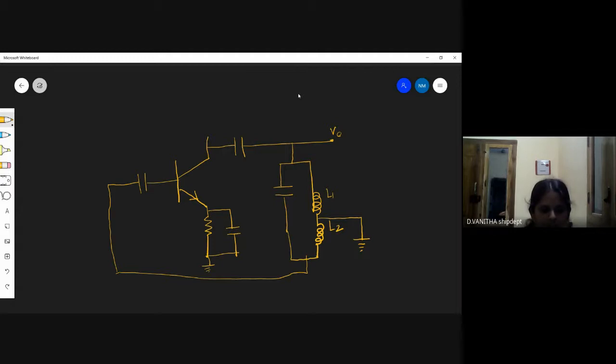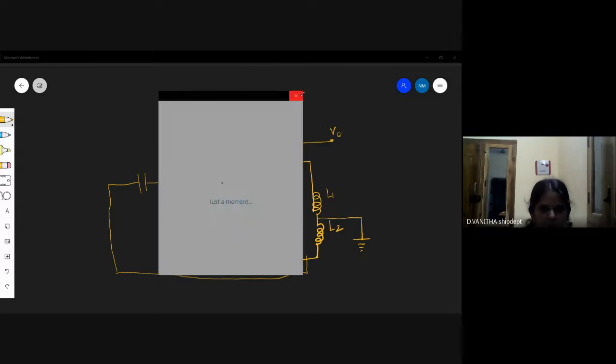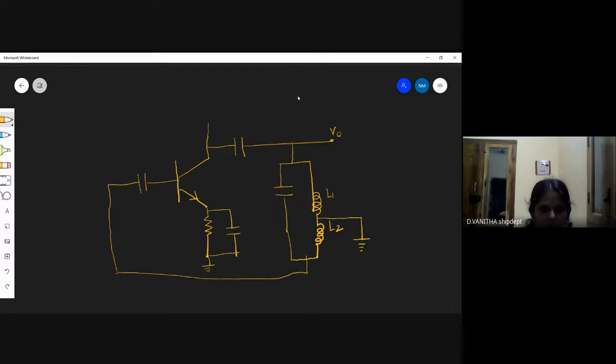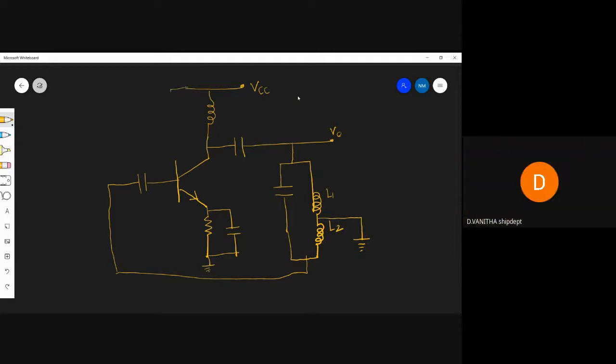and with that collector end, it is connected to a radio frequency choke. This will be the radio frequency choke. From this, the input signal is given for the positive end of the input. And from here, two resistances are introduced. They are connected in series, and it will be grounded.